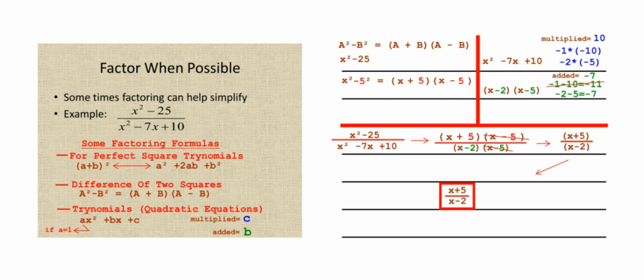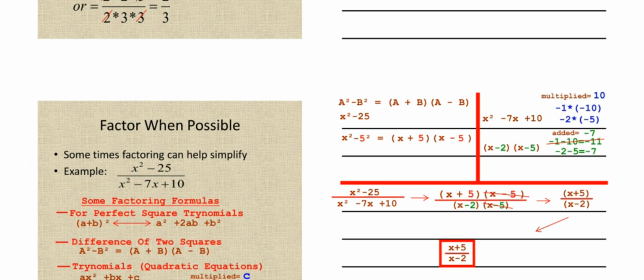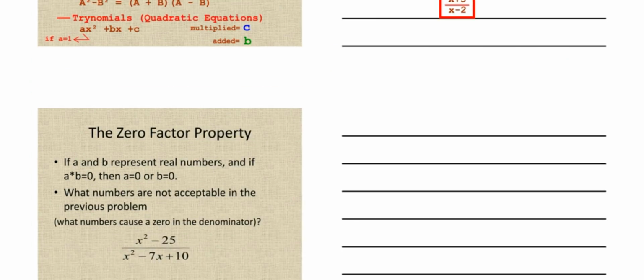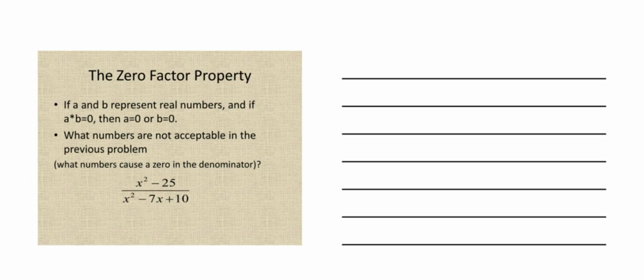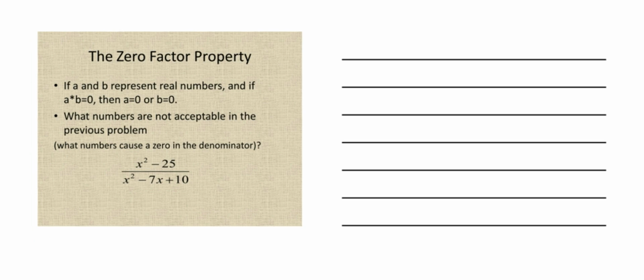So now that we were able to factor, let's go on to one more step for reference in this case. Have you heard about the zero factor property? Well, zero factor property just implies that we're trying to find when does it equal 0. That's all it means. When do you get a 0? When can you get a 0?